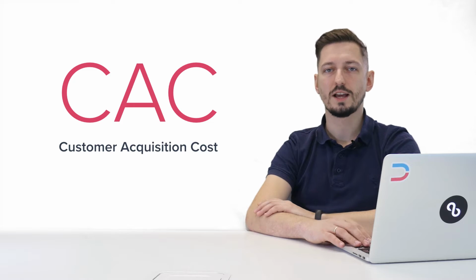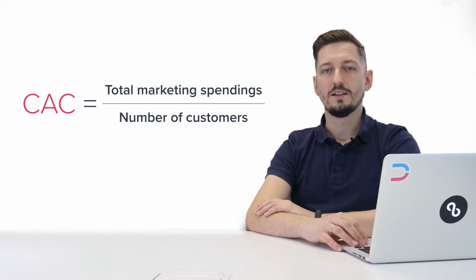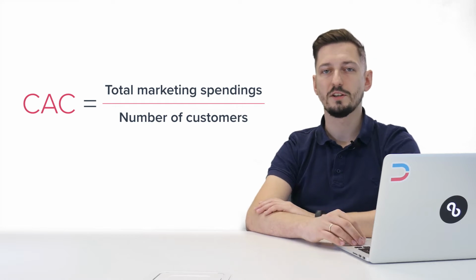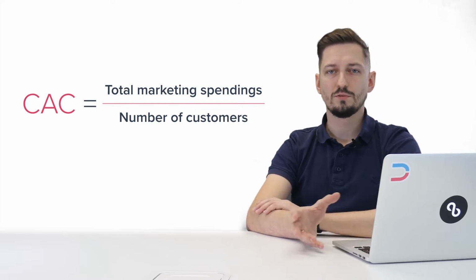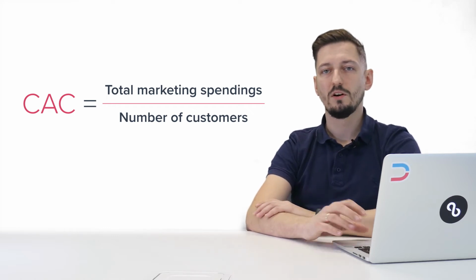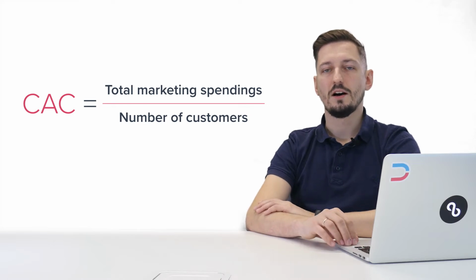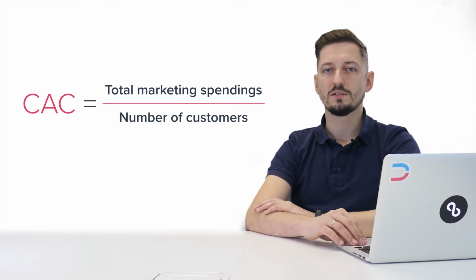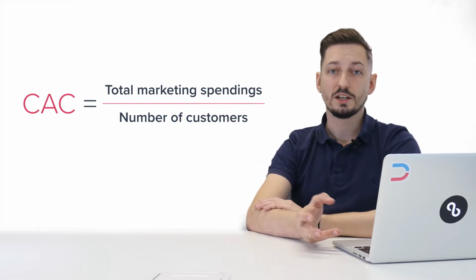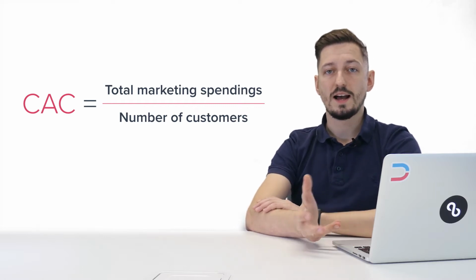So what CAC actually is? It's a total marketing spendings that you have divided by the number of customers that you acquire using this marketing budget. So there are also two ways of counting these marketing spendings. The one way is that you sum up all the costs, including salaries, link building costs, PPC ads costs, so just everything. And the second is that you just take the media that you buy, so ads and links.